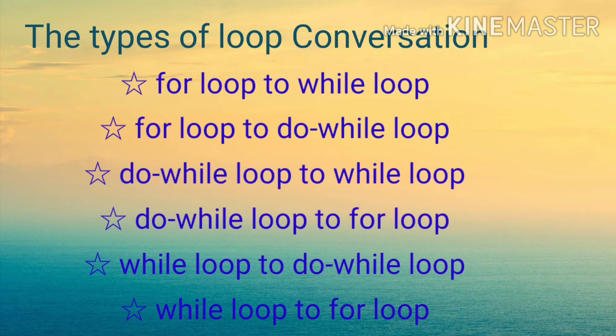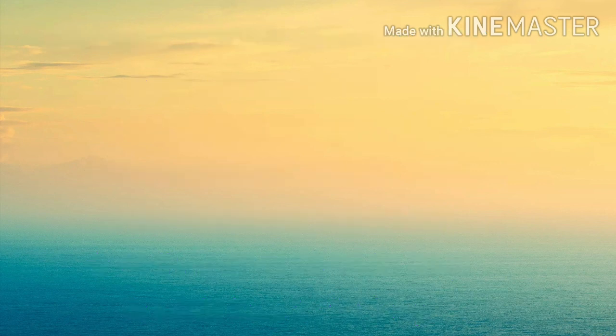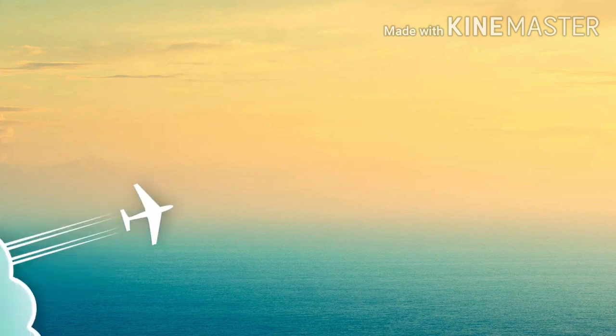So while writing the program, we have to see how to make the logic very simple by using different types of conversion. By converting from one loop to another loop, we can write the program and make the model of the program logic as per our convenience.